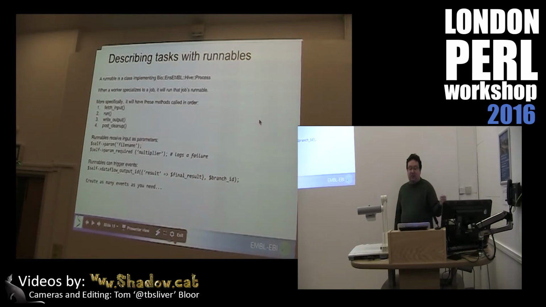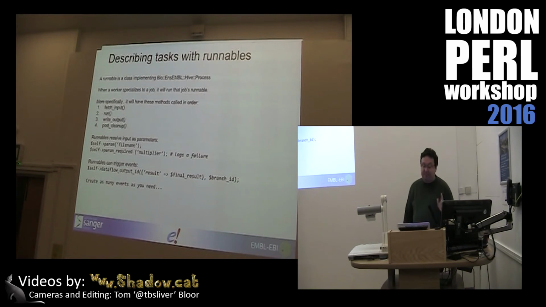When you have an actual task, you describe it using what's called a runnable. A runnable is a class implementing our Bio::EnsEMBL::Hive::Process interface. What that really gives you is a sequence of methods that will run in a particular order. We do fetch_input, run, write_output, and post_cleanup. Basically you fill in whichever of those methods you need so that you can run things in that sequence, and the runnable will run it.